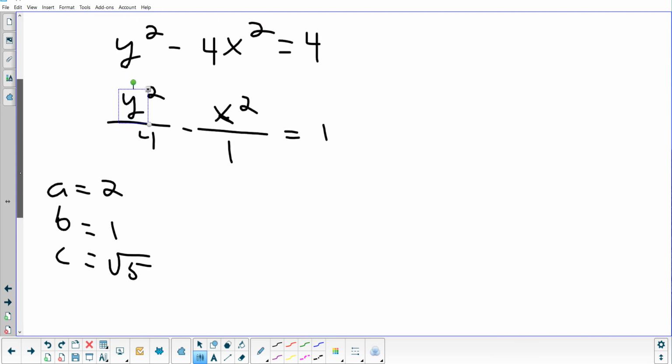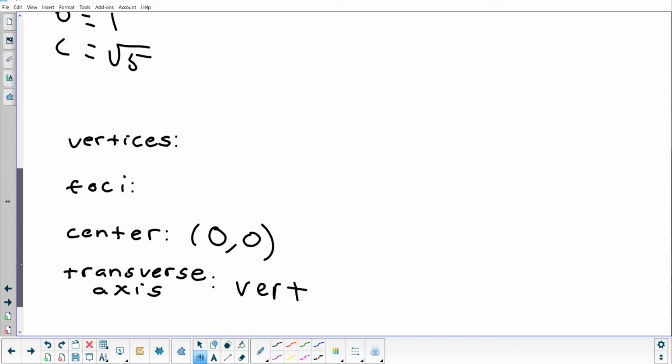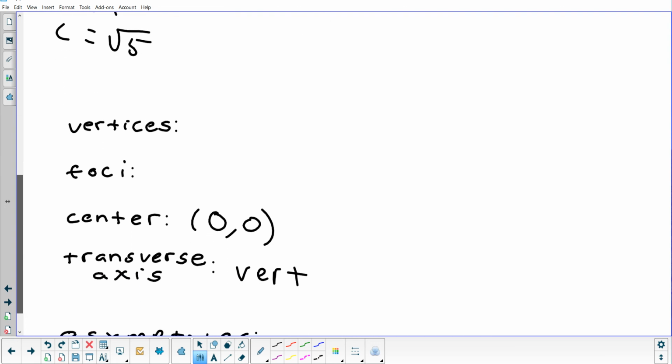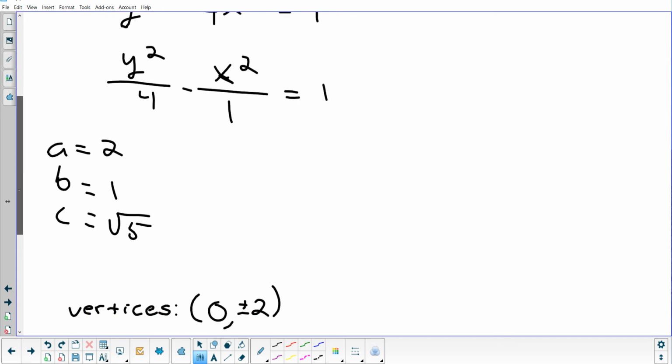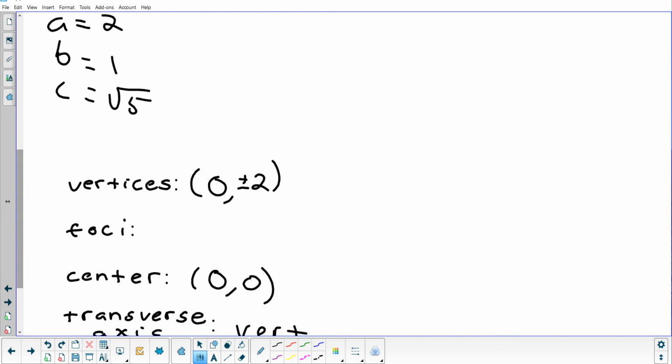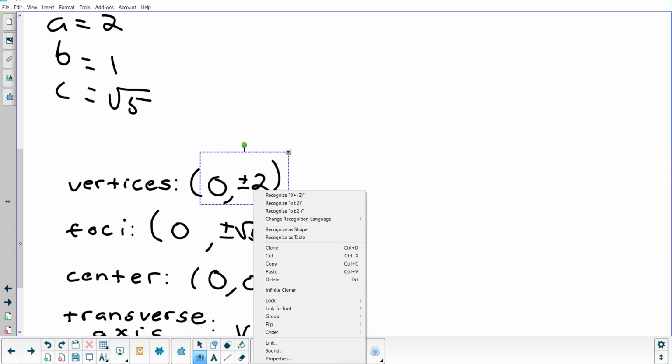How far away are my vertices? 2 units. Which way? Up and down from the center. What's 2 units up from center? 0, 2. What's 2 units down from center? 0, -2. Okay. How far away are the foci? 4, 5. And the coordinates of them? Yep. Up and down square root of 5 units from the center. You can use the plus or the minus when the center is at the origin because it's going to be symmetric. When you shift it, these numbers aren't necessarily the same.